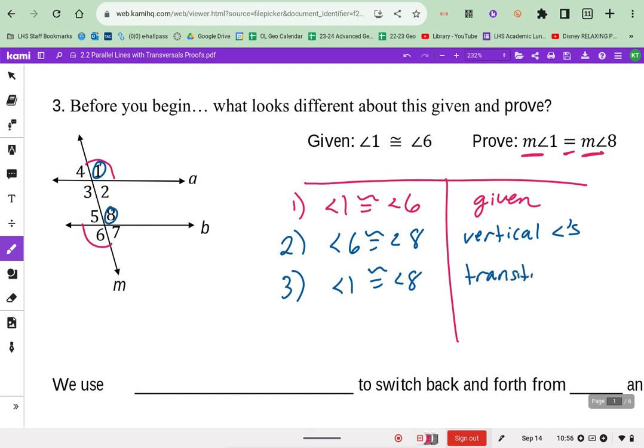Do we need to like put the like 1, 2, 3? Oh, like the steps? No, you don't have to put the numbers there. Yeah, that's okay. I think it just helps me stay organized.